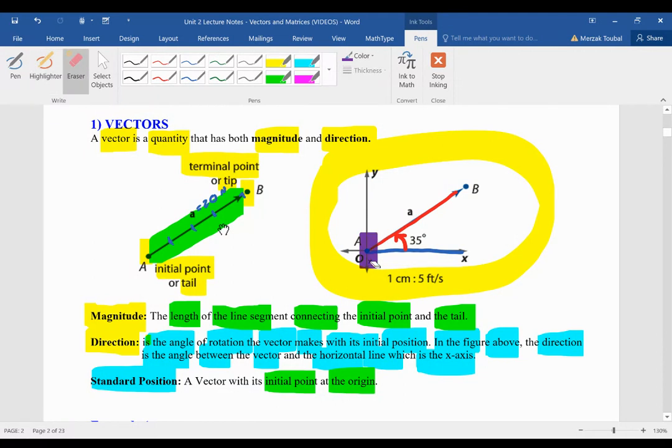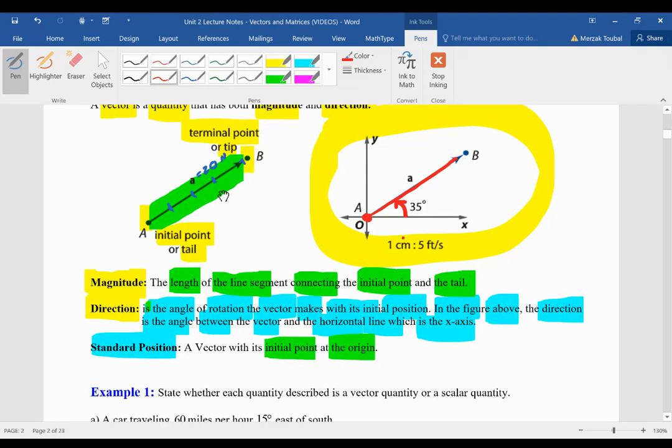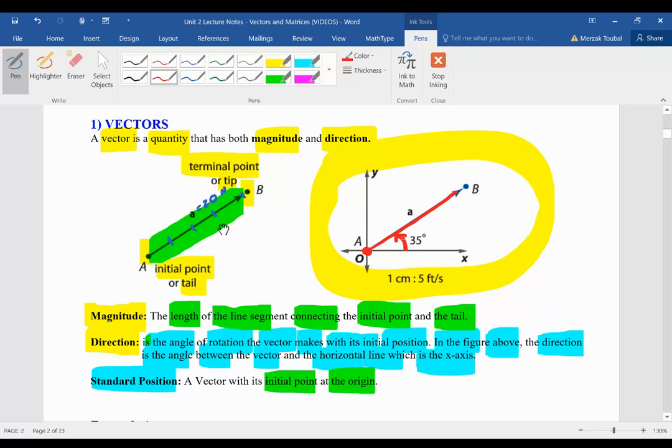This is the initial point. So if the initial point of the vector is at the origin, then we can say that this vector is in standard position. So far, we're getting familiar with the terminology and vector representation.